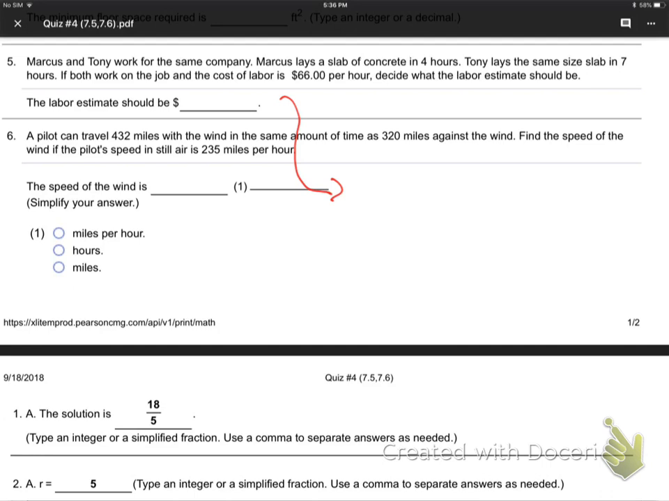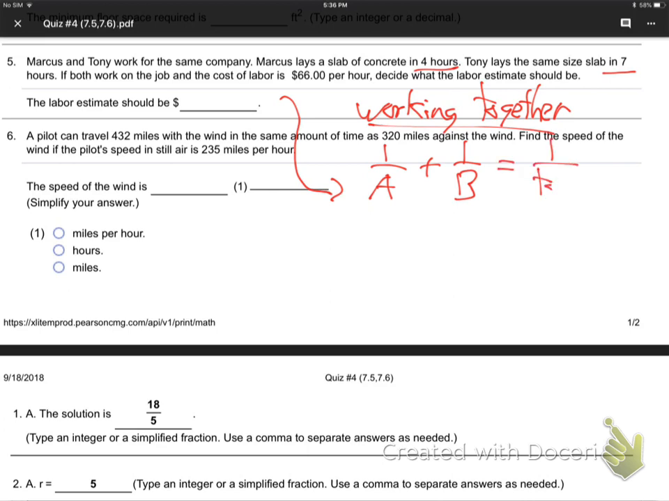Marcus lays the slab in 4 hours, Tony in 7 hours. Okay, so whenever you have a working together problem, it's 1 over A plus 1 over B is 1 over together. So that'd be 1/4 plus 1/7 is 1 over x. I'm trying to find out how long it takes them together.